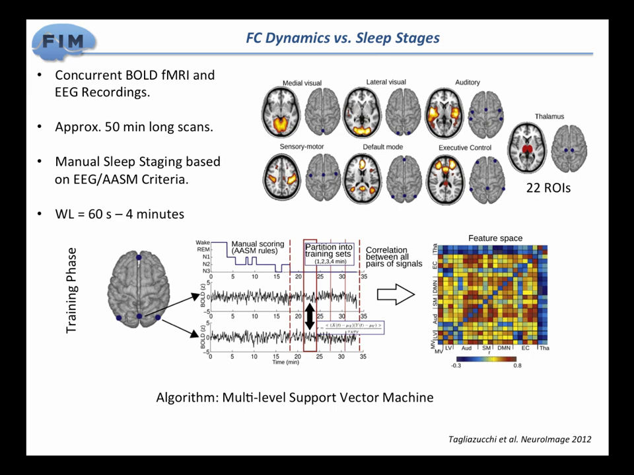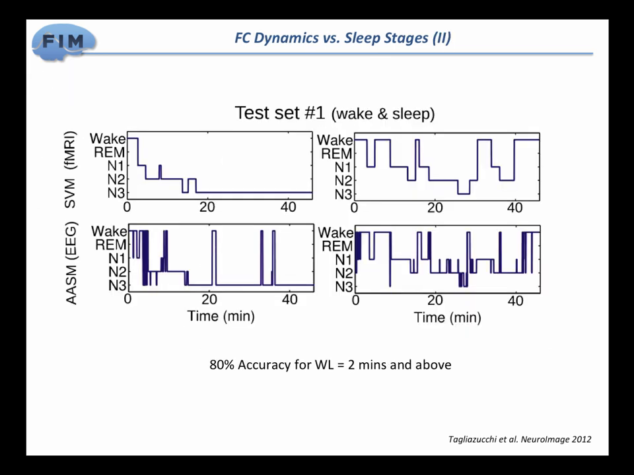Then they use a classifier that they train with a subset of the data. The labels of which sleep stage come from the EEG recordings, the fMRI data comes from this restricted connectivity analysis, and then they test on the remaining data. Here you have the actual stagings based on the EEG, and here you have the outcome of the classifier, and it seems to agree quite well. They found that for a window length of approximately 2 minutes, they were able to reach an accuracy of around 80%. So it seems some information is there.